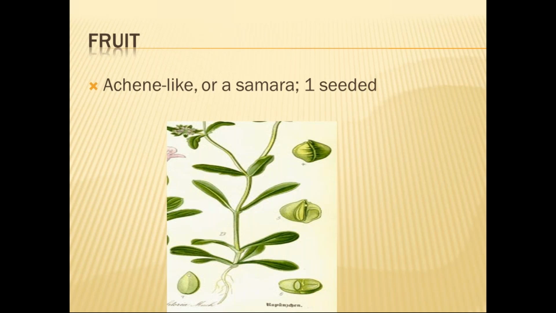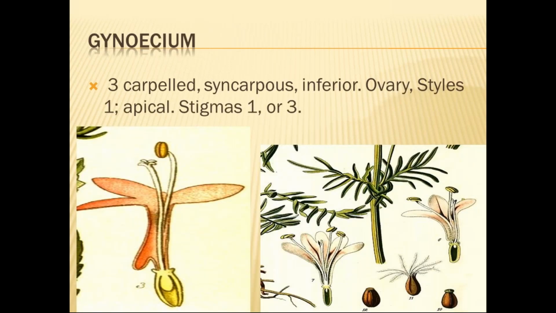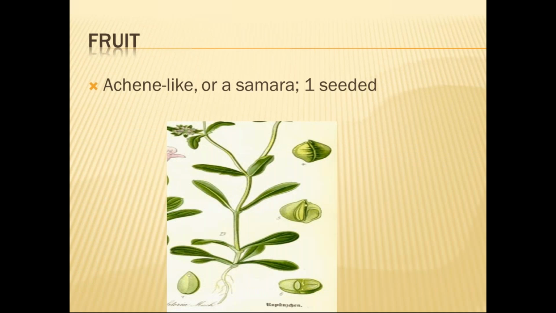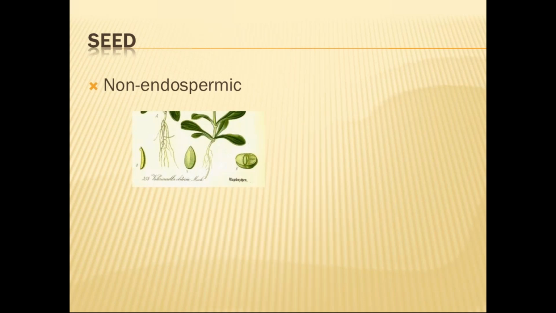The fruit is generally an achene or samara, one seeded, only one seed is there. Although the ovary has 3 carpels, the fruit has only one seed, and it is a samara or achene. A samara is just like the Arjun fruit, having some wings, like here, and there is only one seeded fruit. The seed is non-endospermic, as we see in the photograph.